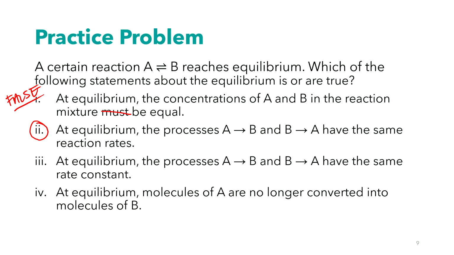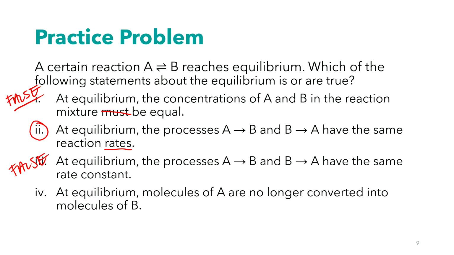At equilibrium, the processes A to B and B to A have the same reaction rates. That's the true statement, okay? That the forward and the reverse rate are the same. The next statement is very similar to the first one, where I say at equilibrium, the processes of A to B and B to A have to have the same rate constant. That is like saying the first statement. If they had the same rate constant, then their concentrations would have to be the same. But that's not a requisite, and it usually isn't true. So that's false. That's not a necessity.